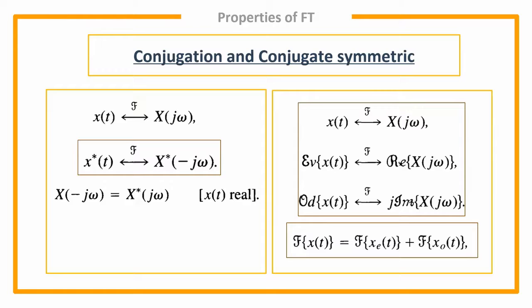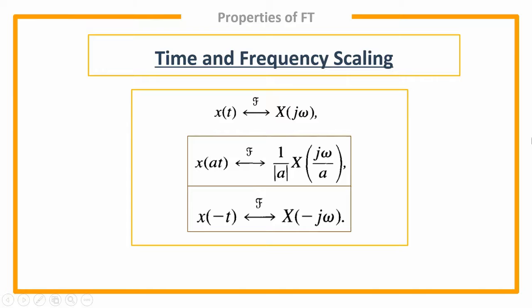We also find that the even part of the input x of t will have a Fourier transform which equals real part of x of j omega, and the odd part of the input x of t will have a Fourier transform equals j times imaginary part of x of j omega. And the total Fourier transform is given by the Fourier transform of even part of x of t plus the Fourier transform of the odd part of x of t, where x of t is the input signal. This property is different from Fourier series.